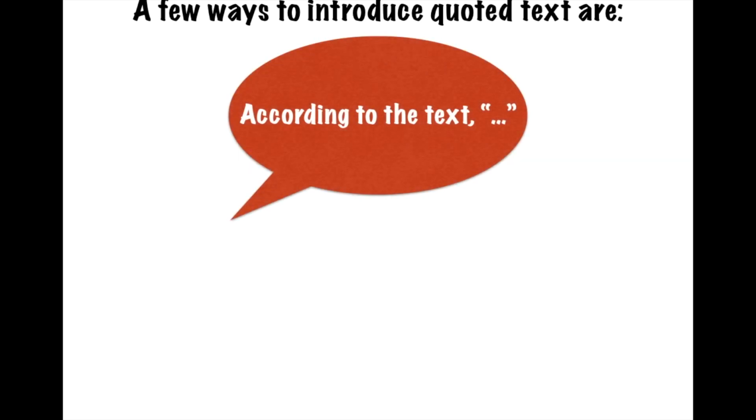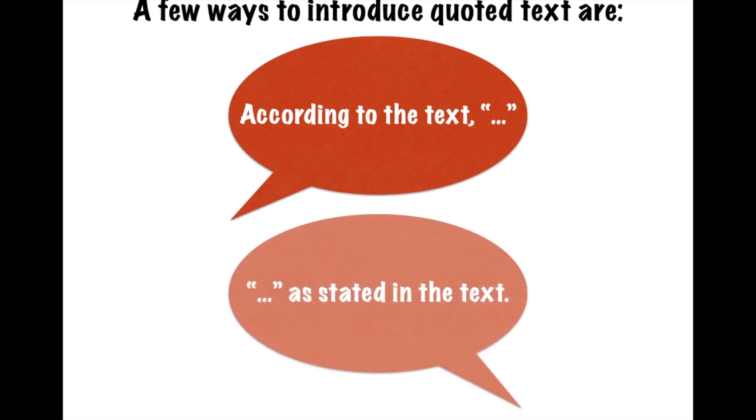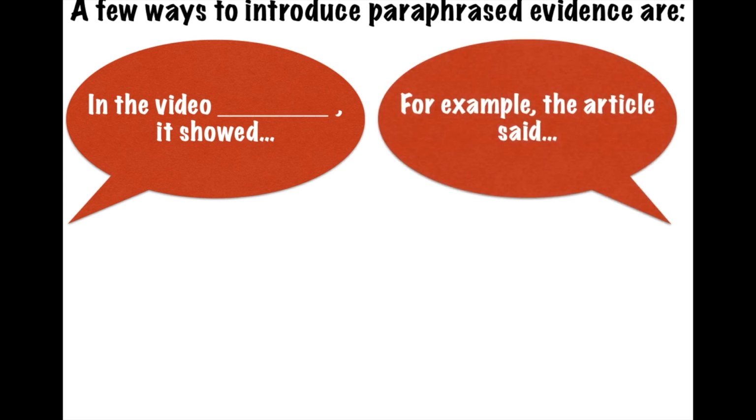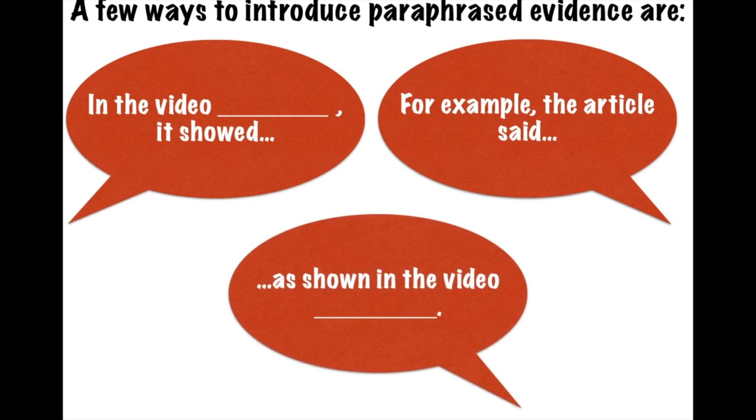A few ways to introduce quoted texts are by saying, according to the text, and then directly quoting within the quotation marks, or saying the direct quote within the quotation marks and finishing the sentence by saying, as stated in the text. A few ways to introduce paraphrased evidence are by saying in the video, and writing the video title, it showed, and then explain it in your own words, or by saying, for example, the article said, and explain it in your own words. Or explain it in your own words and finish your sentence by saying, as shown in the video, with the video title at the end.